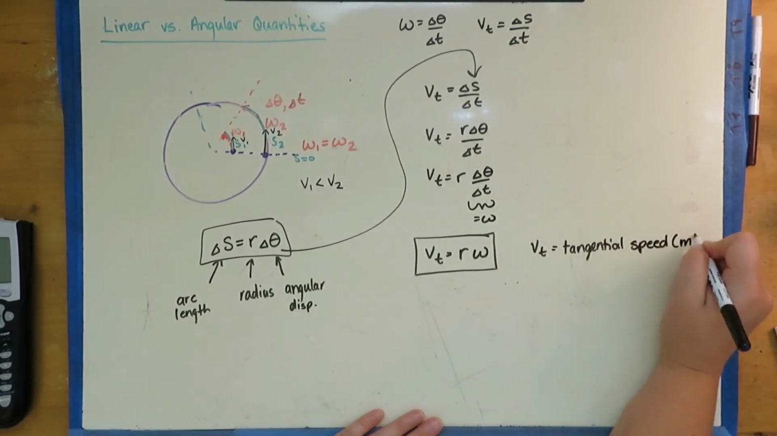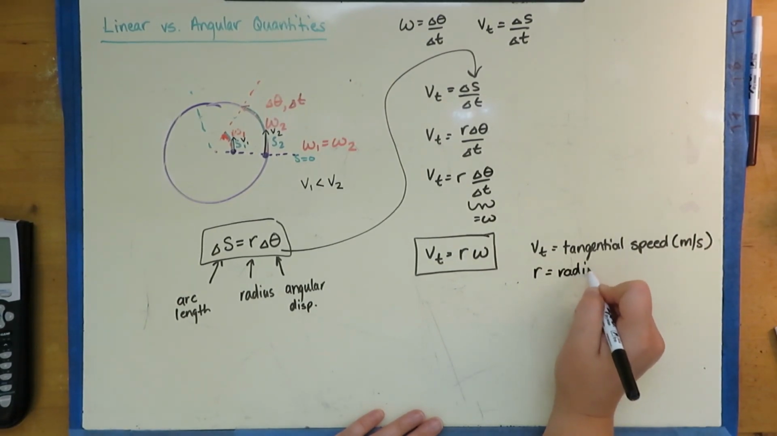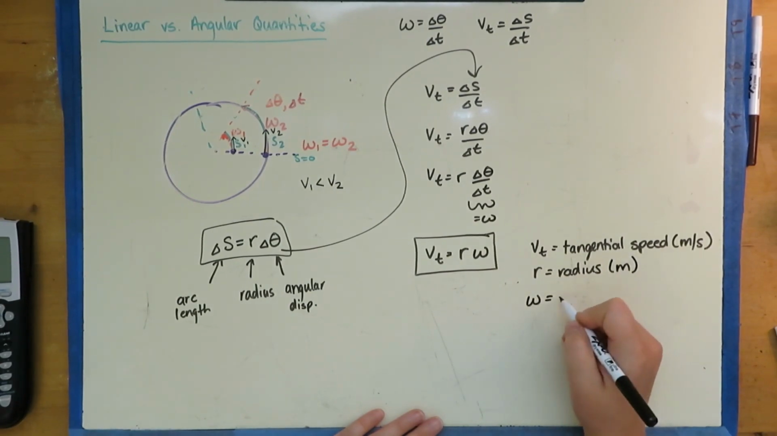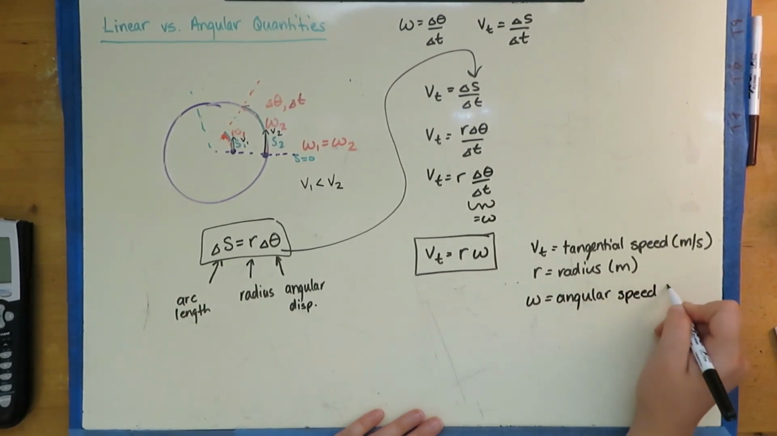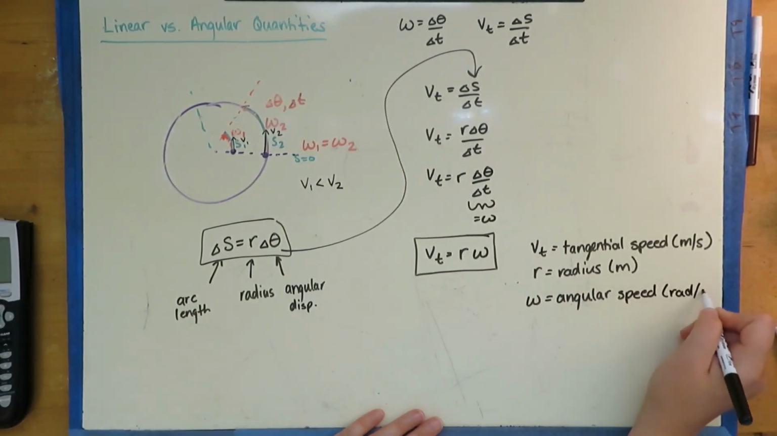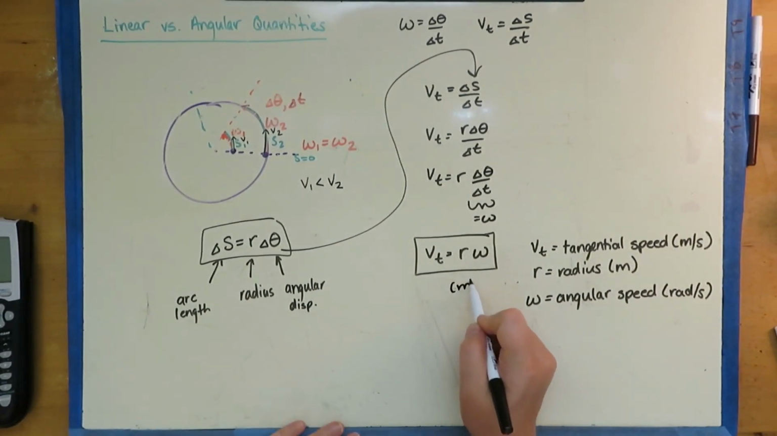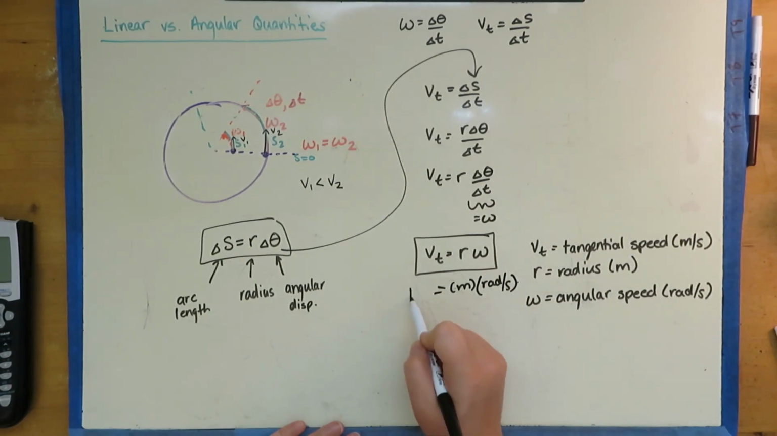And that will be measured in meters per second. R is our radius. It would be measured in meters for the SI units. And omega is our angular speed, in radians per second. So if you notice the units here, you get meters times radians per second, and that just gives you meters per second.